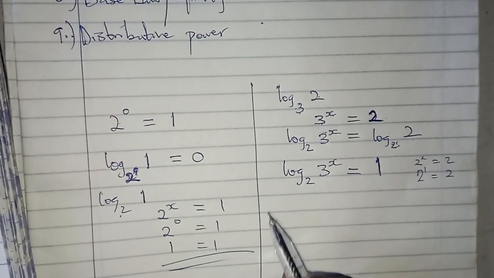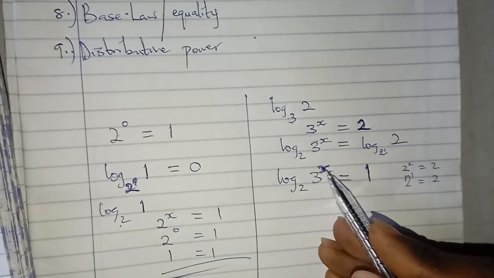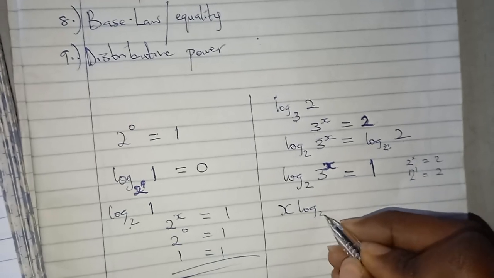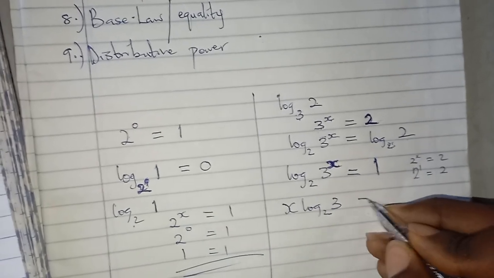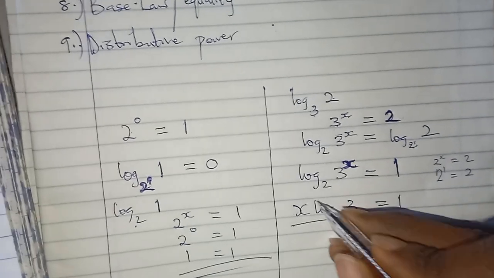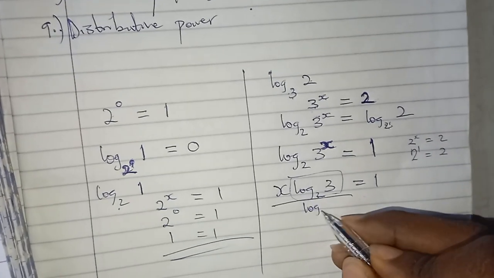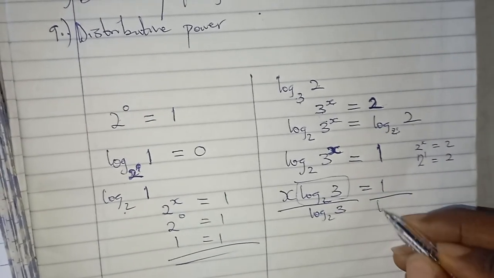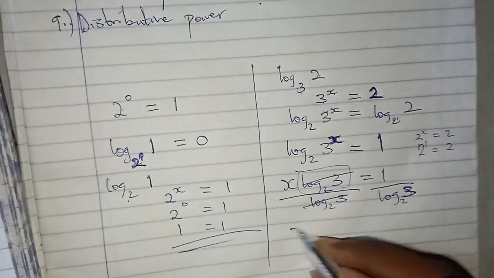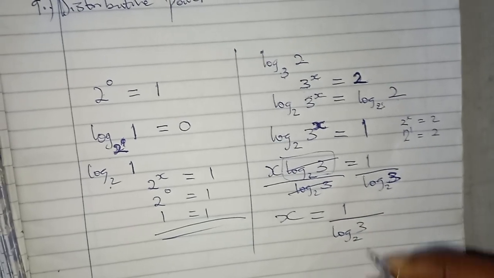So notice that I can choose to say this is x. I can apply the power law. If this is the power, this can go here. Then I have x log 3 to base 2 equals 1. I can now divide both sides by log 3 to base 2. So you see that this will cancel. So x will simply be 1 all over log 3 base 2.